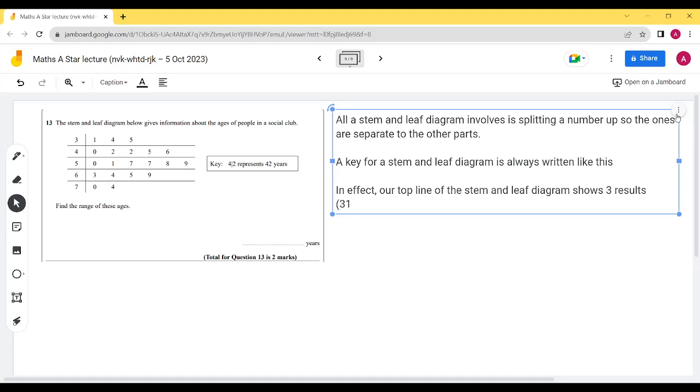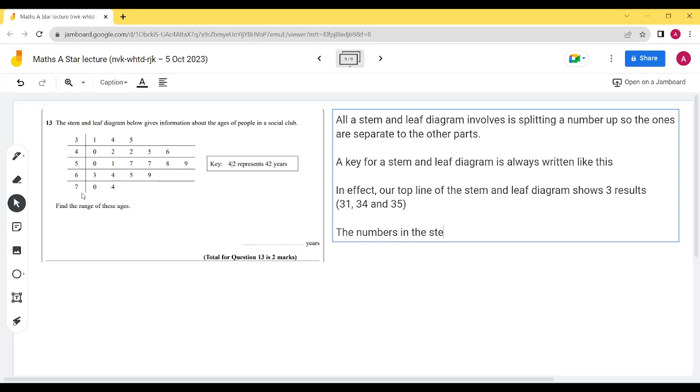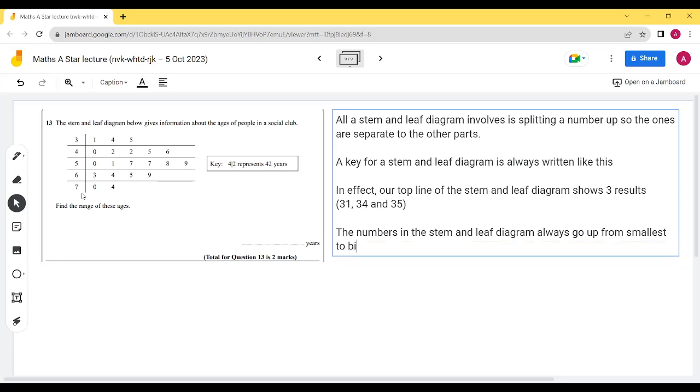31, because you got the 3 and you got the 1, 34 and 35. So basically you have a line of data, the 3's from the tens column, the 1's from the ones between the numbers. You've got 31, 34, 35, 40, 42, 42, 45, 46, and so on. And the numbers in the stem and leaf diagram always go up from smallest to biggest.